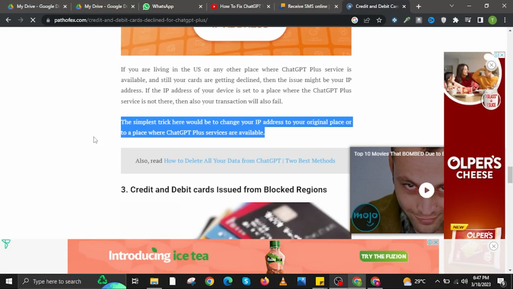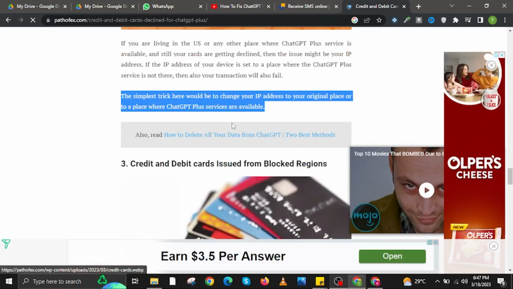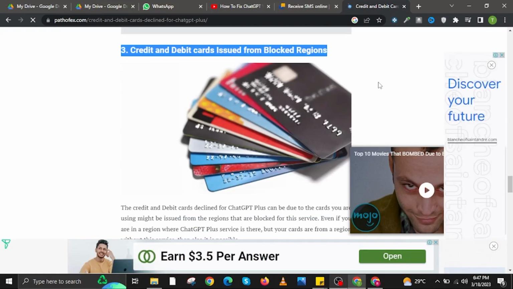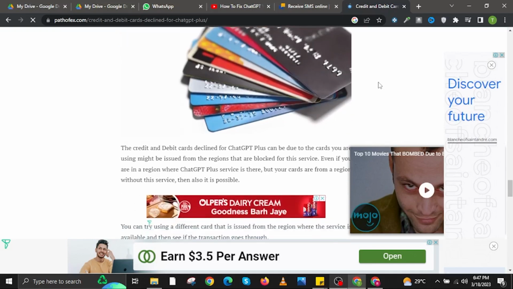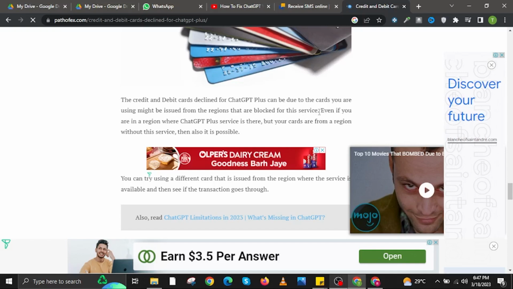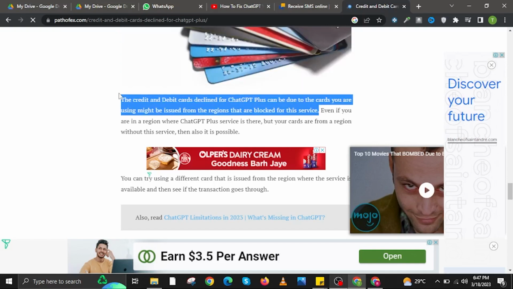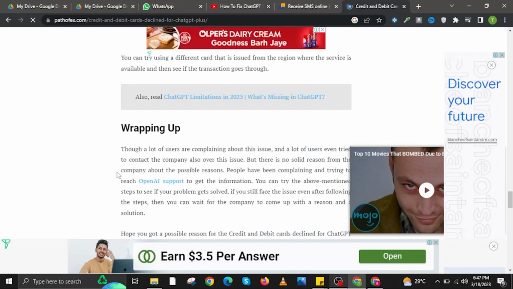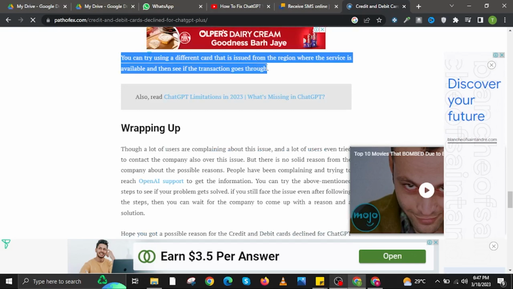Number 3. Credit and debit cards issued from blocked regions. The credit and debit cards declined for ChatGPT Plus can be due to the cards you are using might be issued from the regions that are blocked for this service. Even if you are in a region where ChatGPT Plus service is there, but your cards are from a region without service, then also it is possible. You can try using a different card that is issued from the region where the service is available and then see if the transaction goes through.